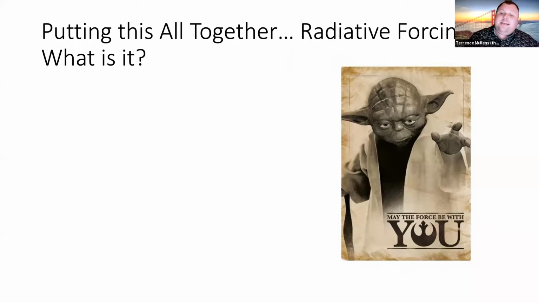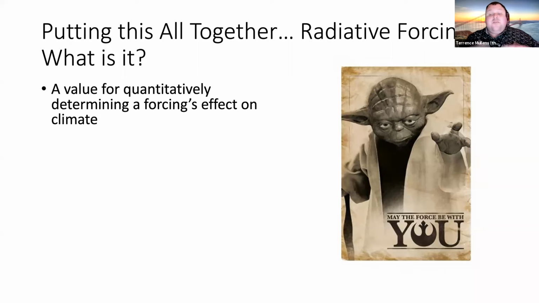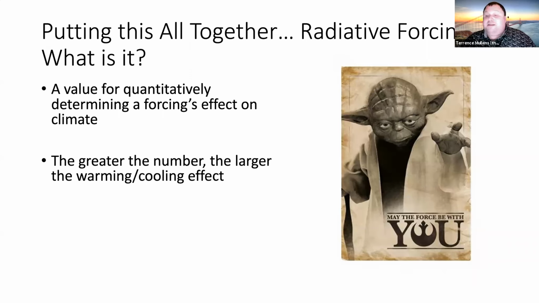Let me explain what a radiative forcing is. A radiative forcing is a value that we assign to each thing that we have done to the Earth system, to our climate. Basically, we assign a number, a value, for quantitatively, numerically determining a forcing's effect on climate. The bigger the number, the bigger the impact.